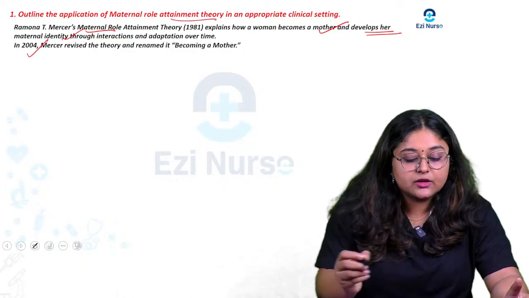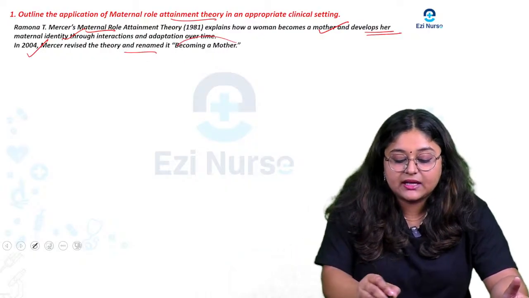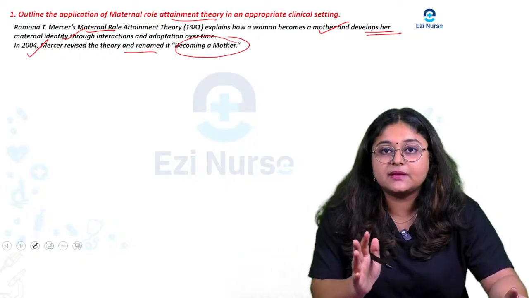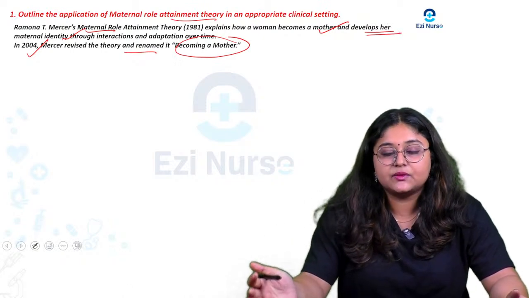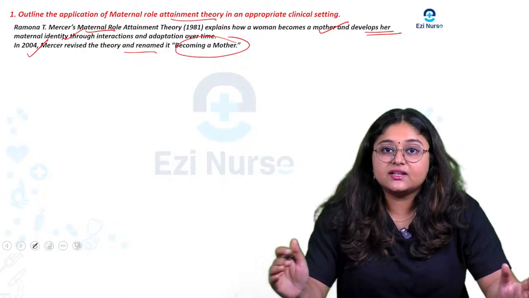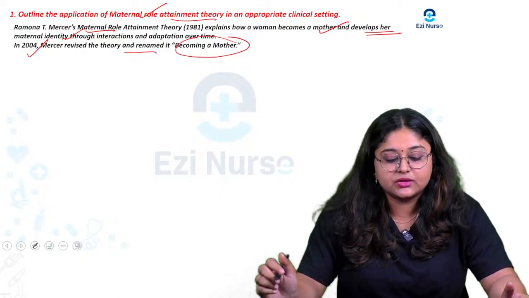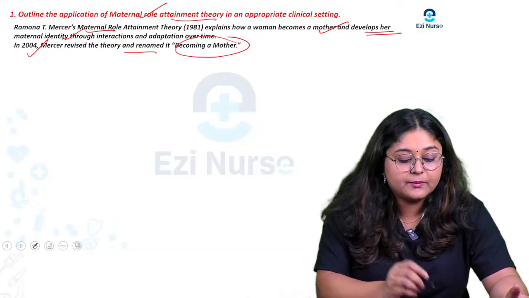So in 2004, Mercer revised this theory and it was renamed the Becoming a Mother theory. Sometimes in the exam they will ask you to write about the Becoming a Mother theory. That also refers to the Maternal Role Attainment theory, which was first introduced in 1981 by Ramona T.